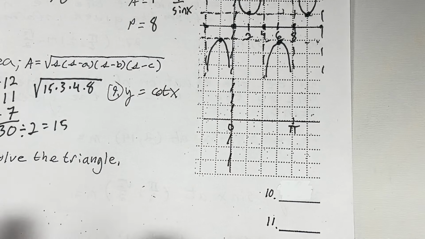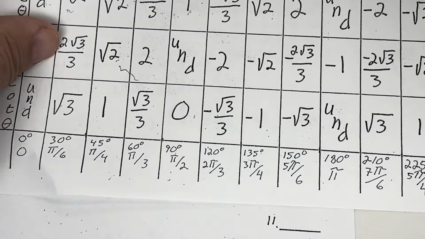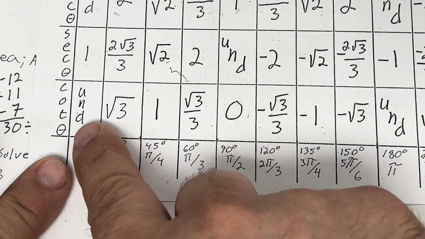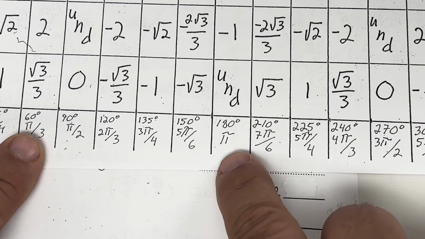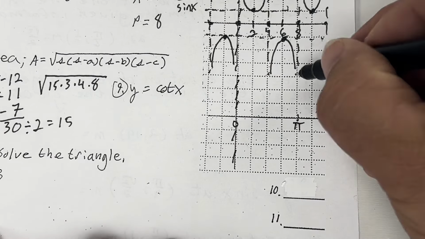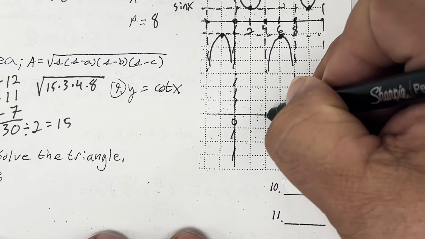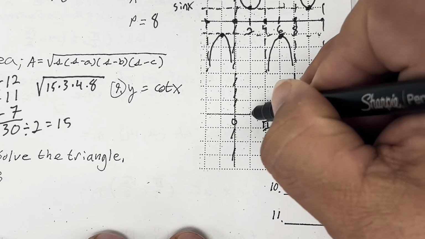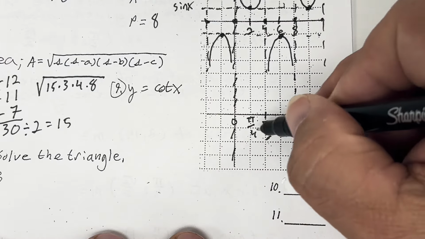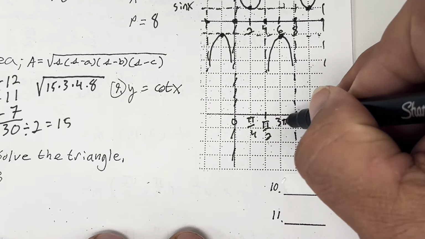And you can see that if you look at the table of values. Cotangent of 0, it's undefined. And then at cotangent of pi, it's also undefined. Half of pi is pi over 2. Half of pi over 2 is pi over 4. And then you multiply that by 3, and that would give us 3 pi over 4.